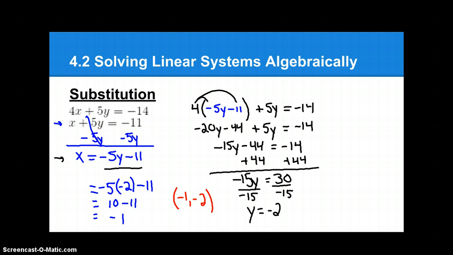Questions about substitution with this? Okay. That's all you need? Okay, you're good. Brianna? Okay, do you want to see an elimination or just this? Okay, sounds good.